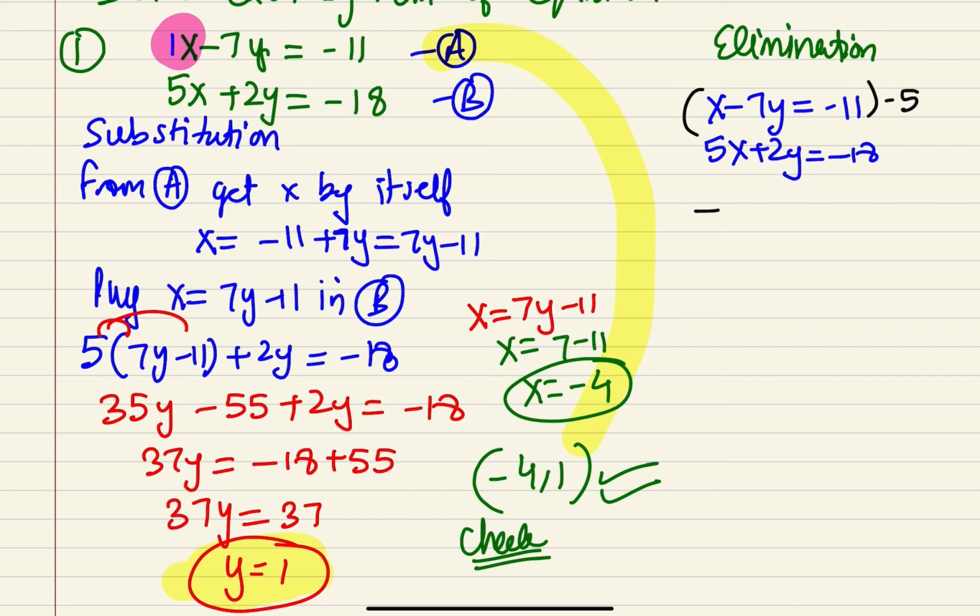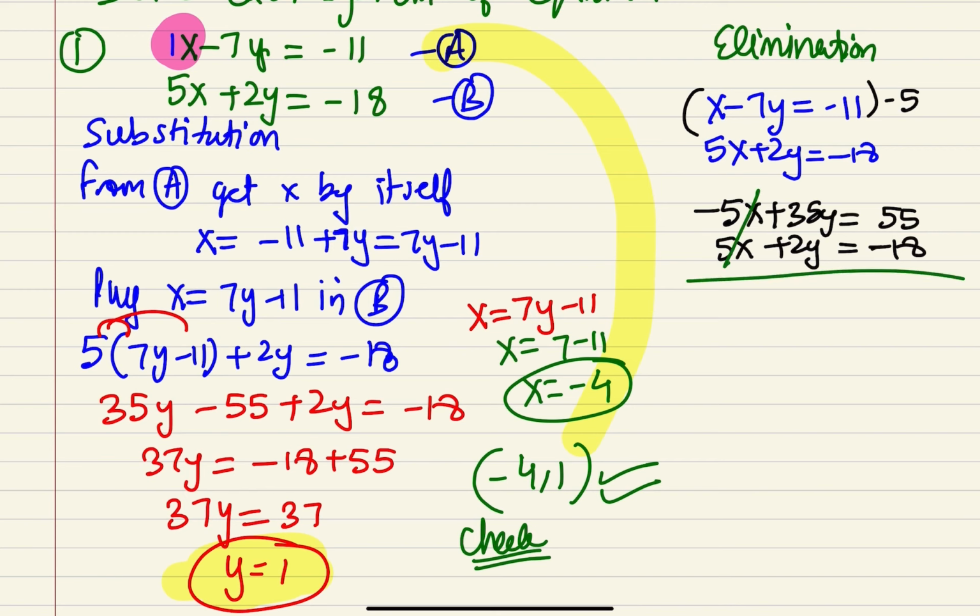So my first equation becomes -5x plus 35y equals +55. The second equation remains the same. The benefit of doing this is now I have the coefficients in front of x same but opposite. I'm going to go ahead and add the two equations.